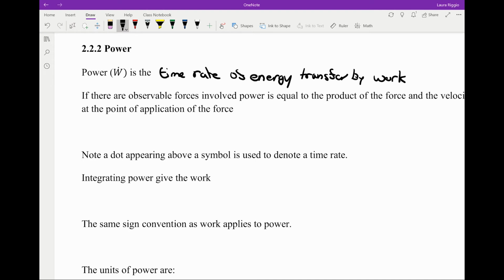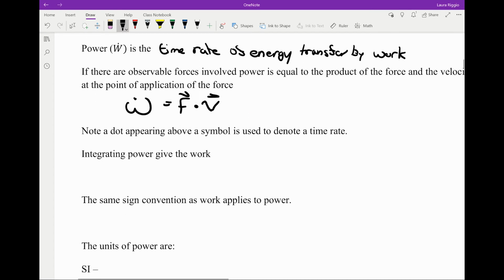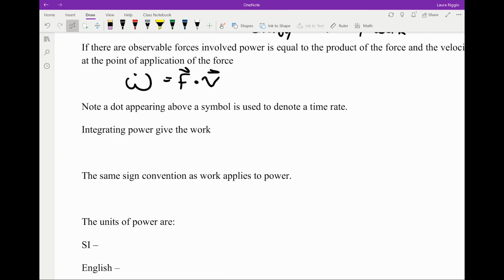If there are observable forces in our system, the power involved is equal to the product of the velocity at the point of application and our force. If we remember, our power is our force times our velocity vector, where a dot above a variable means it's a time rate.